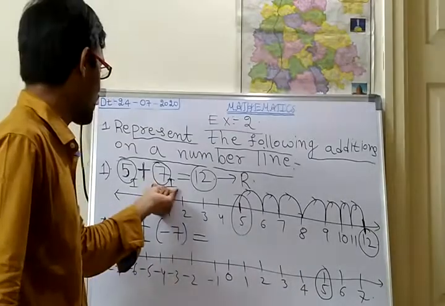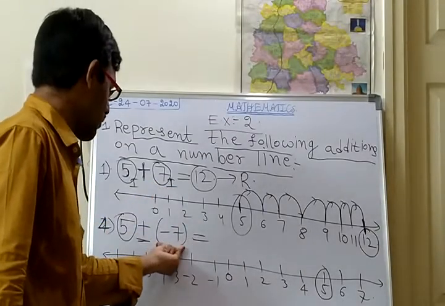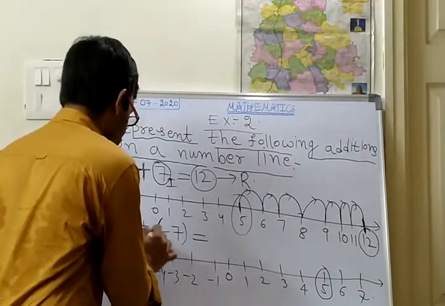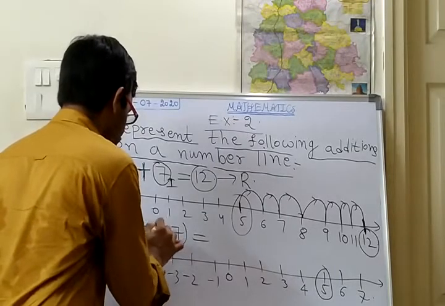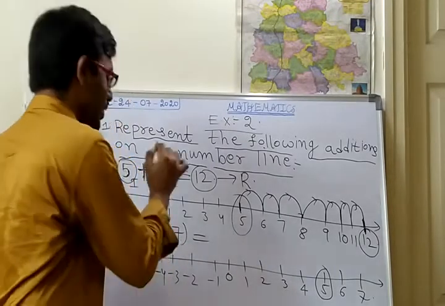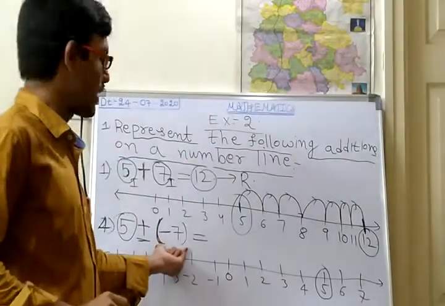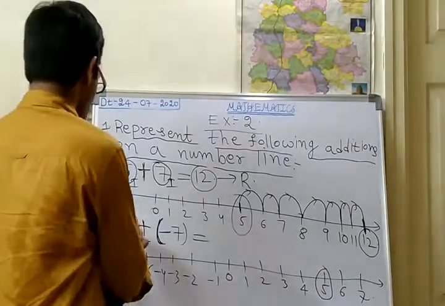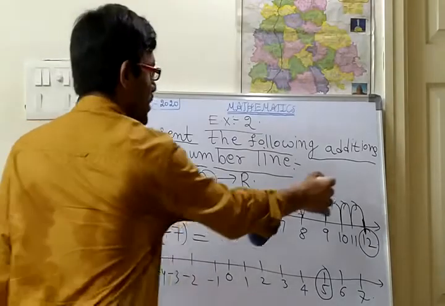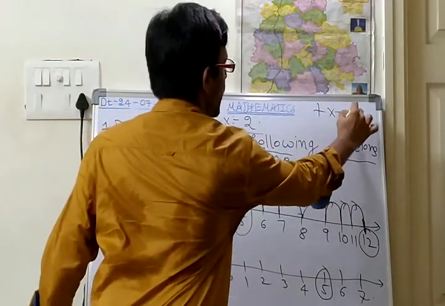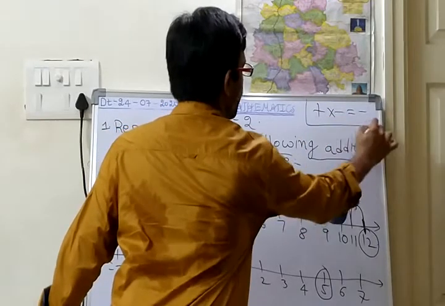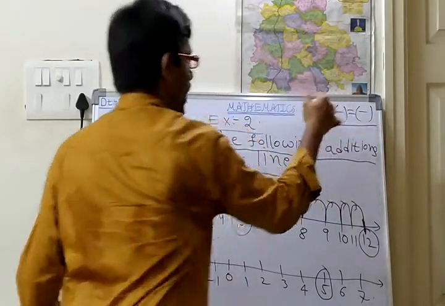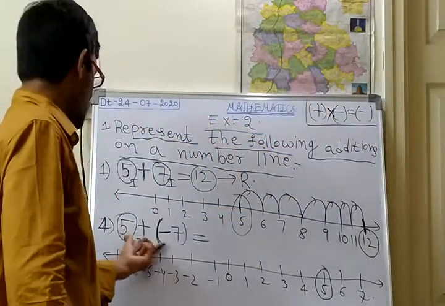In the previous problem a positive number was there, but in this problem a negative integer is there. So when a negative number is there, two symbols are there, with a bracket in between. We have to remove the brackets at any time, and only after removing the brackets we have to solve that problem. So 5 plus of minus 7. Plus into minus is minus only. This is a very important formula, as you are seeing right from the primary classes. So here plus into minus is minus.